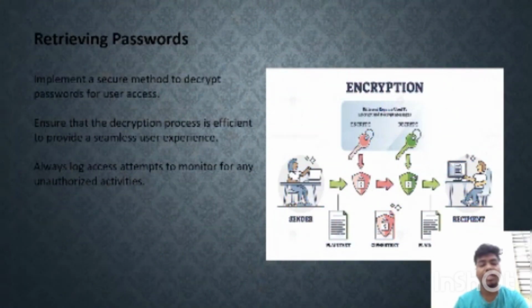Retrieving passwords. Retrieving passwords means getting back our username and password. If we pass a blank string as a username to the get credential method with just a service name, it will return both username and password. Or implement a secure method to decrypt passwords for user access. Different keys are used to encrypt and decrypt the message in asymmetric encryption. Ensure that decryption is efficient to provide a seamless user experience. Always log access attempts and monitor for unauthorized activities.